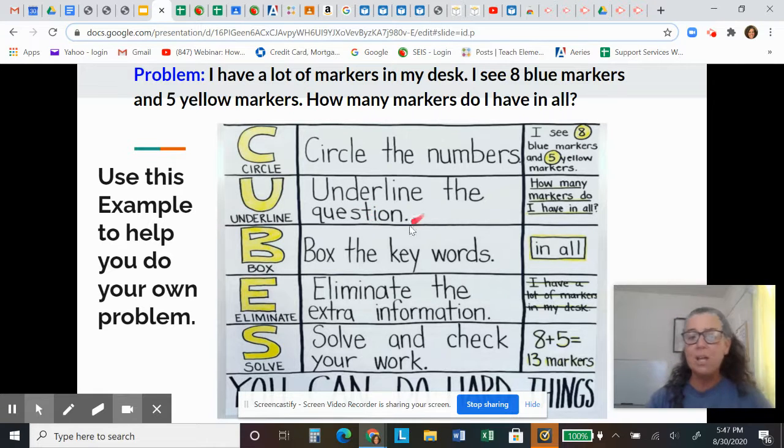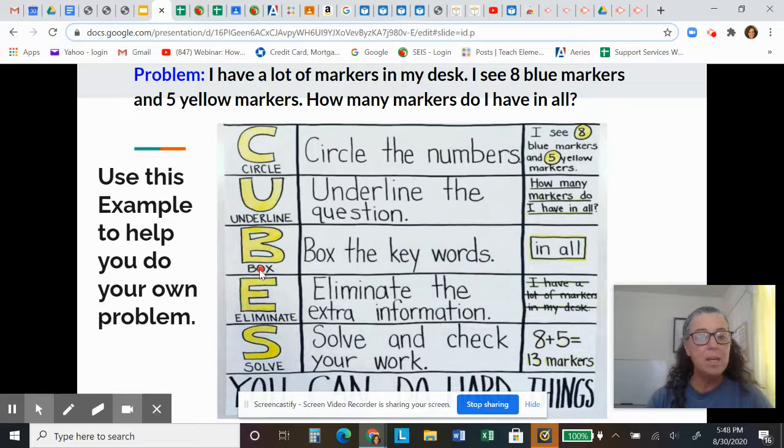It means underline the question. So again, look for the question mark. Where is there a question? Right at the end. This must be the question right here: how many markers do I have in all? So it wants to know how many markers I have. Okay, so let's underline that, and we did right here.